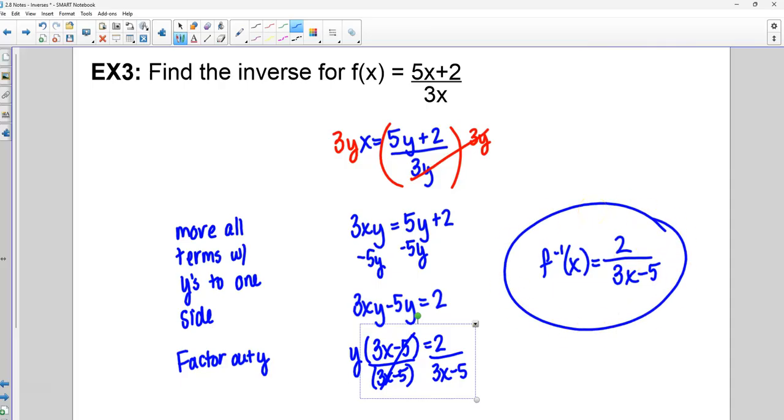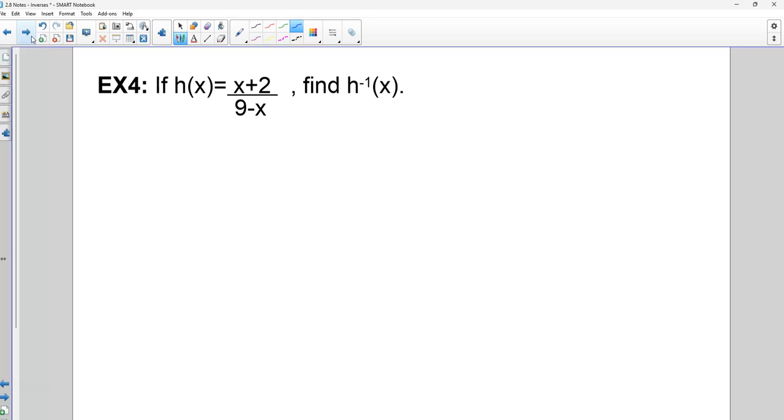So if you see one of these with multiple y's, particularly a fraction, these are the steps that you want to try there. And I wish we had time to do one more, but it's going to be the same sort of thing.